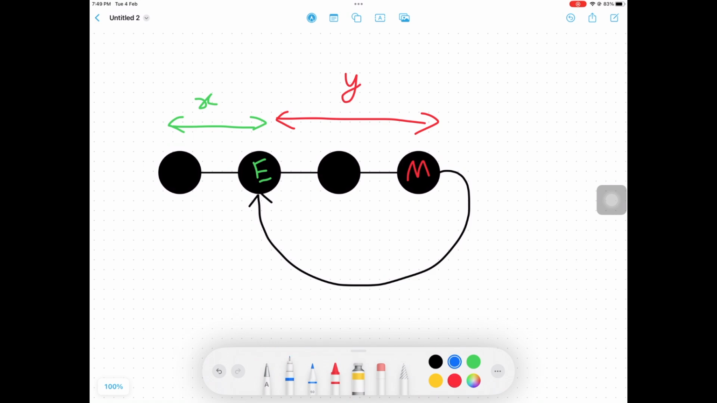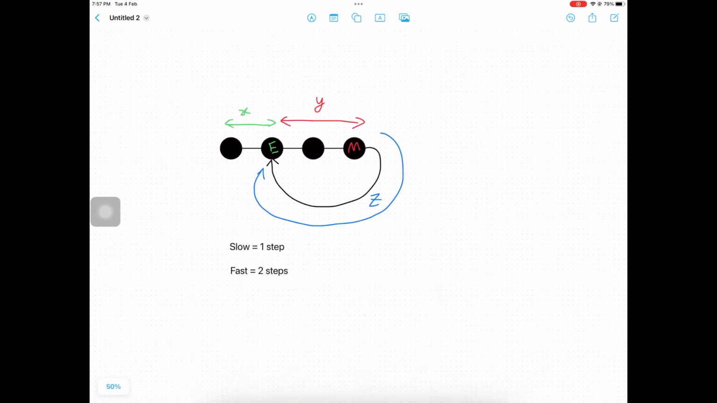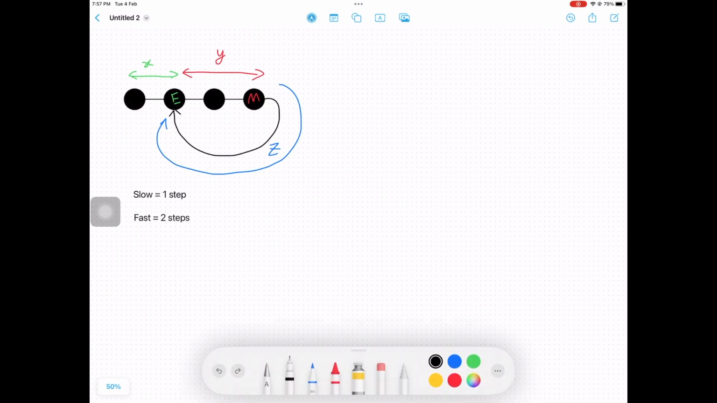Finally, the rest of the distance from the meeting point back to the entry point of the loop, or the cycle, we'll mark with the letter z. So we mentioned before that we have two pointers: slow, which moves one step, or in this case one node, every time, and a fast pointer that moves two steps, or two nodes, every single time. Now that all of our requirements and parameters have been laid out, let us try and derive some equations showing how many steps, or the distance, each pointer moves.